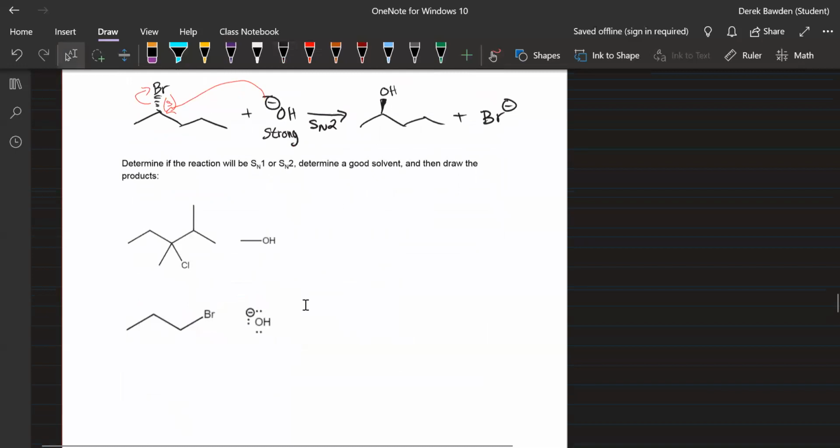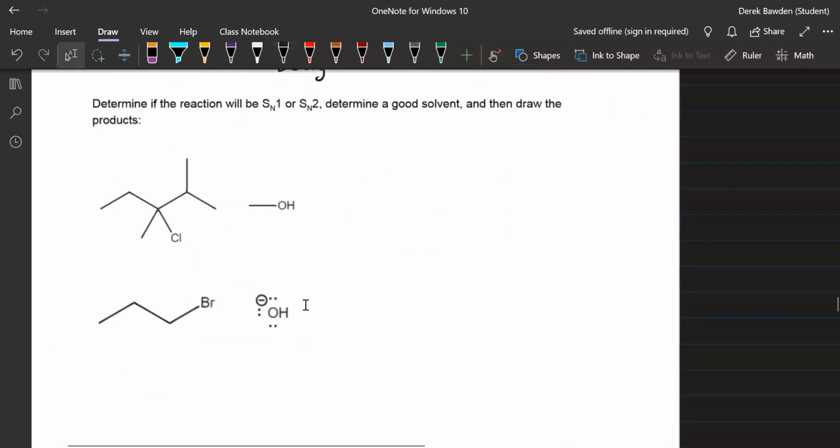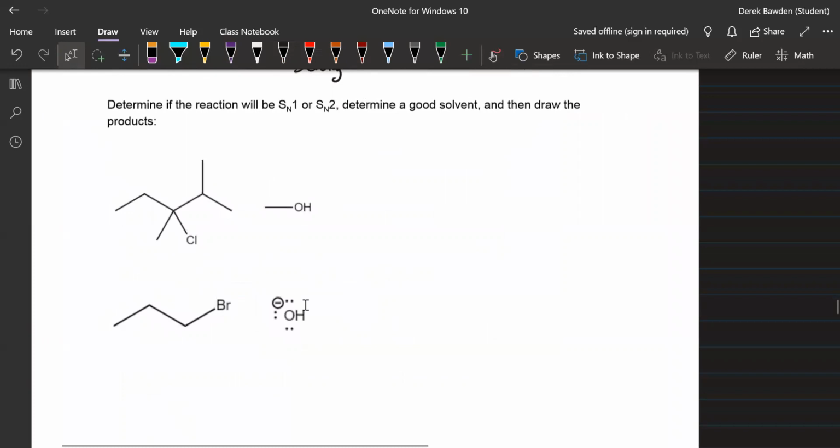So we need to determine if the reaction will be SN1 or SN2, determine a good solvent, and then draw the products. Okay. So first of all, what's our alkyl halide in this first one? Is it primary, secondary, or tertiary? Tertiary, perfect. Because it's attached to this carbon, which is attached to 1, 2, 3 other carbons. So it's tertiary. So straight away, we know this is SN1 or SN2.